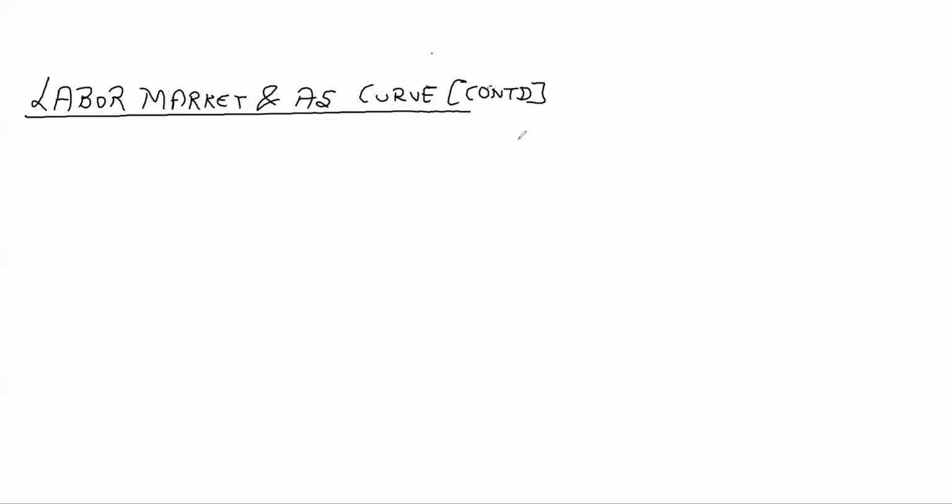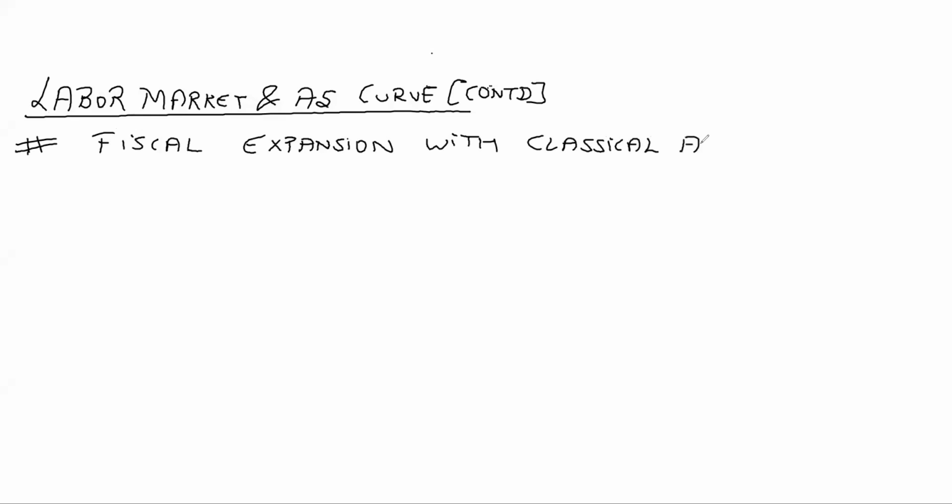Now in the last lecture, we had looked at the impact of fiscal expansion on the Keynesian AS curve. In this lecture, we look at fiscal expansion with the classical AS curve. So let's draw the diagrams for this.